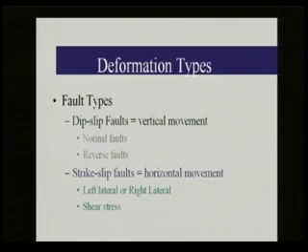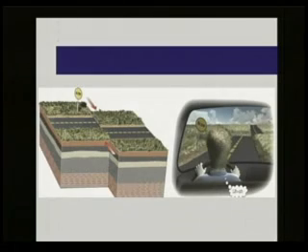We can have horizontal movement as opposed to vertical movement. And in this case, we have strike-slip faults. Left lateral or right lateral depending on the direction of movement. And these are produced with shear stress. Transform plate boundaries.